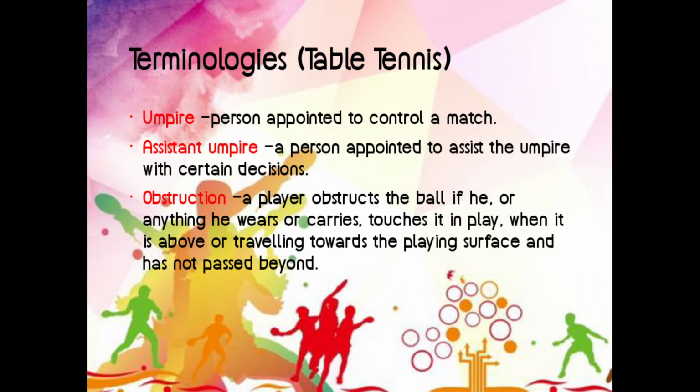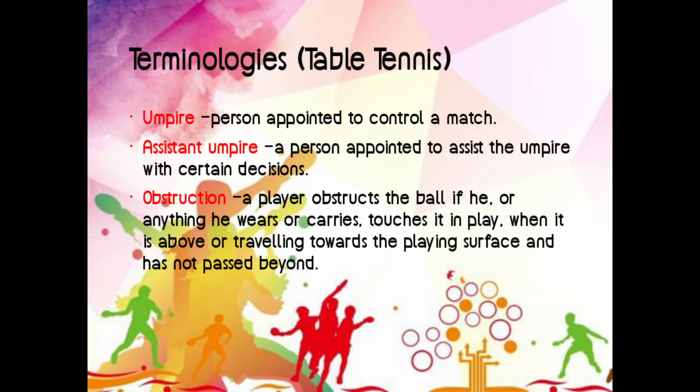Next is the umpire. Umpire is a person appointed to control a match. So the umpire is appointed to decide on the result of each point or rally. The umpire is required to use their judgment when applying the laws and regulations of the ITTF, the International Table Tennis Federation.